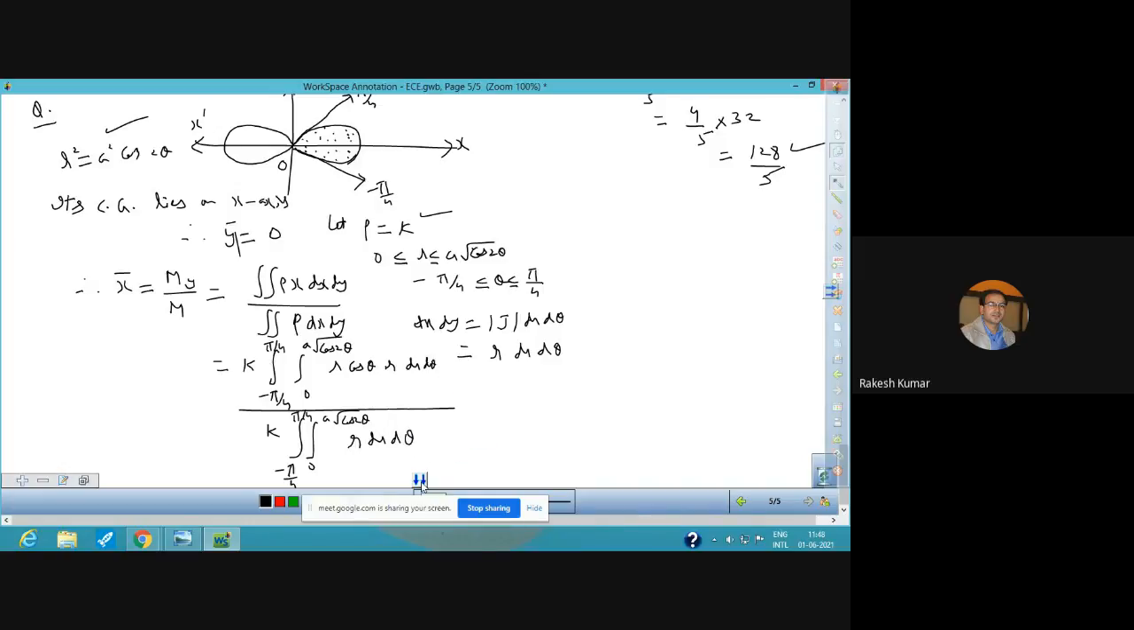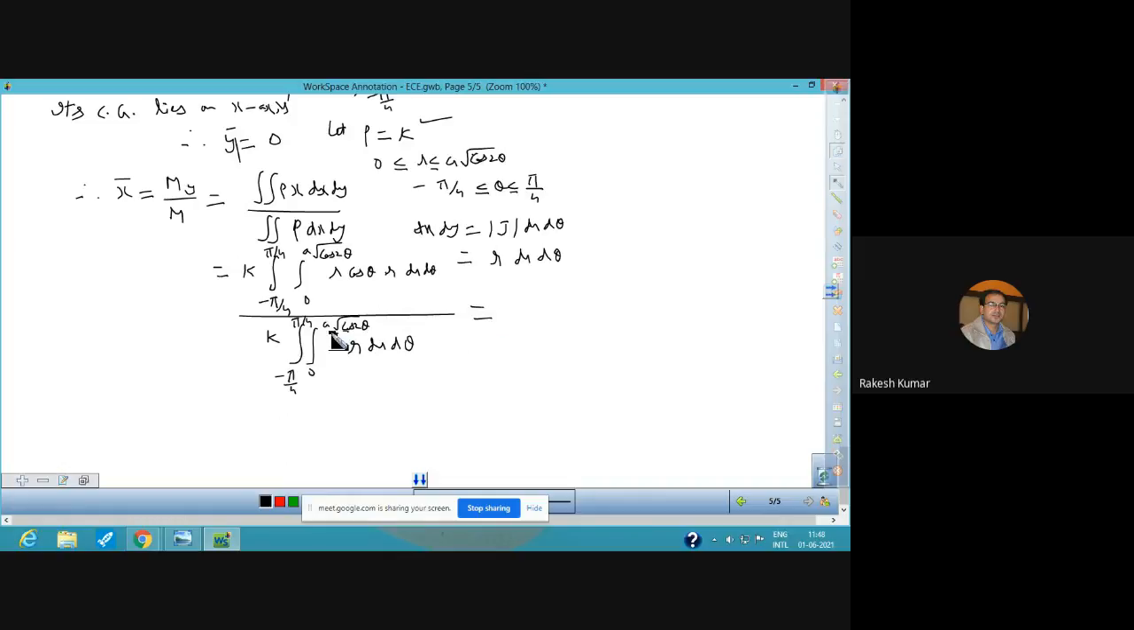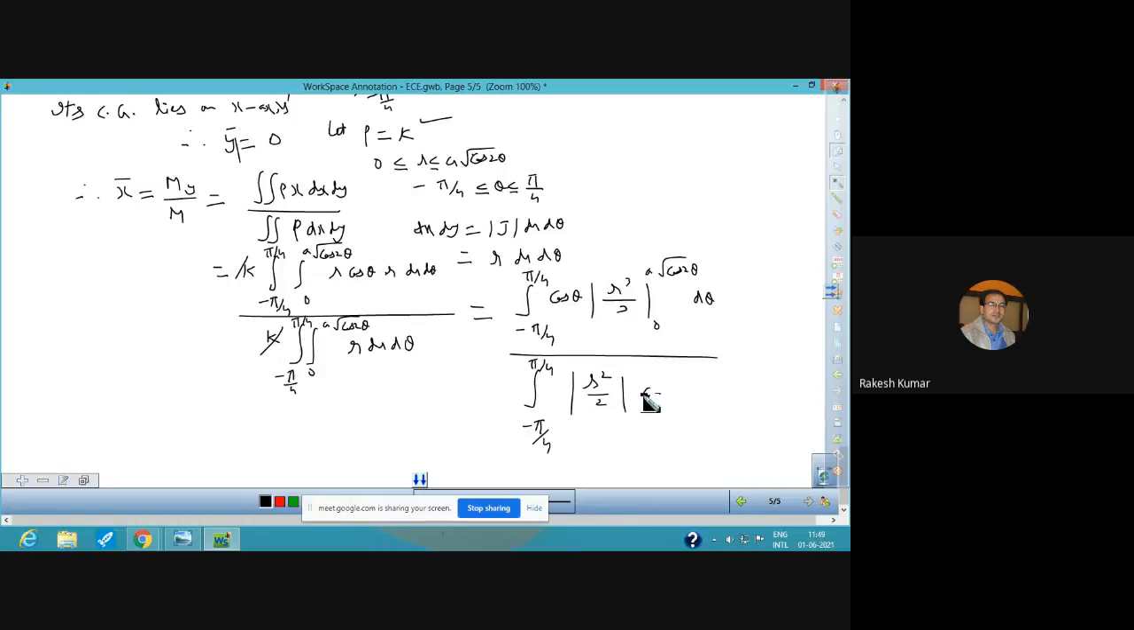Now we just need to integrate this, and k can be cancelled out. So minus pi by 4 to pi by 4, and r becomes r square. So its integration is r cubed upon 3, 0 to a square root of cos 2 theta d theta, and similarly it will be in the denominator. You can integrate it, so it becomes r square upon 2, and the limits are 0 to a square root of cos 2 theta.